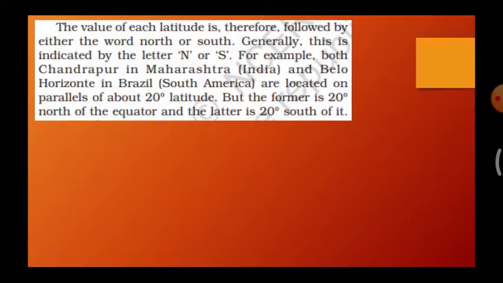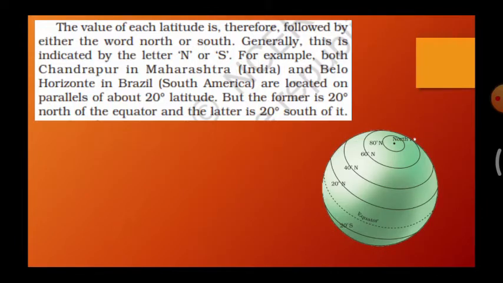The value of each latitude is therefore followed by either the word north or south. Generally, this is indicated by the letter N or S. So, in this picture, you can see the degrees marked in the round shape. The N symbol indicates that it is nearer to the north side and the S indicates the south side.